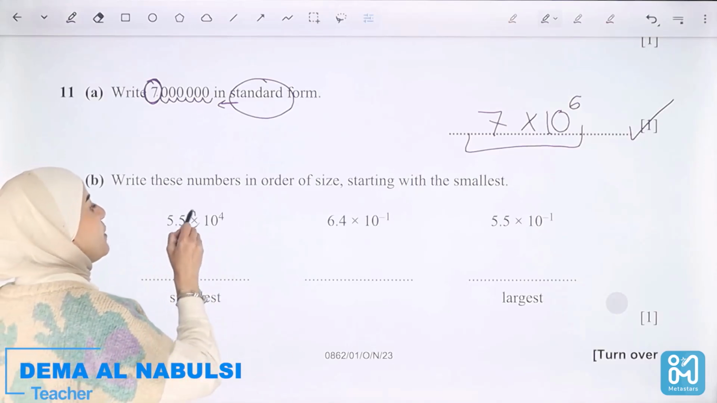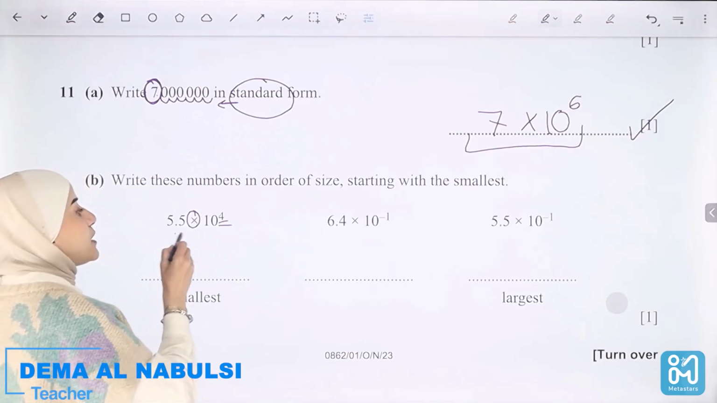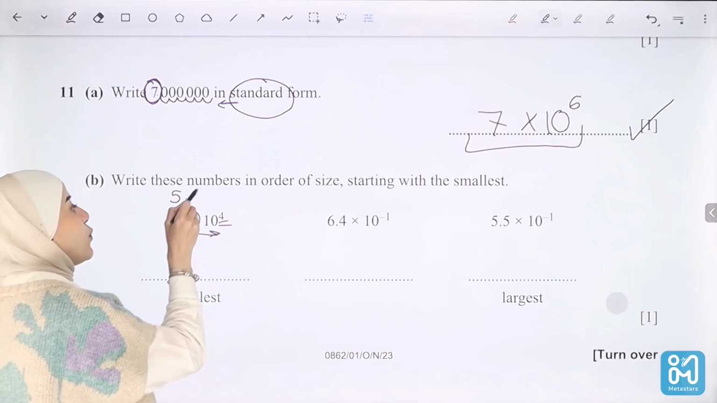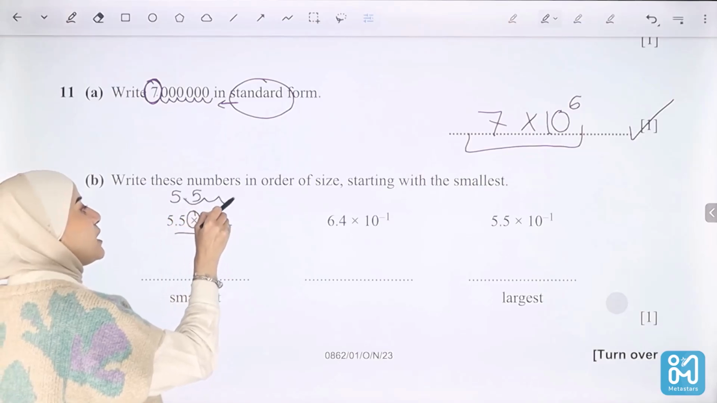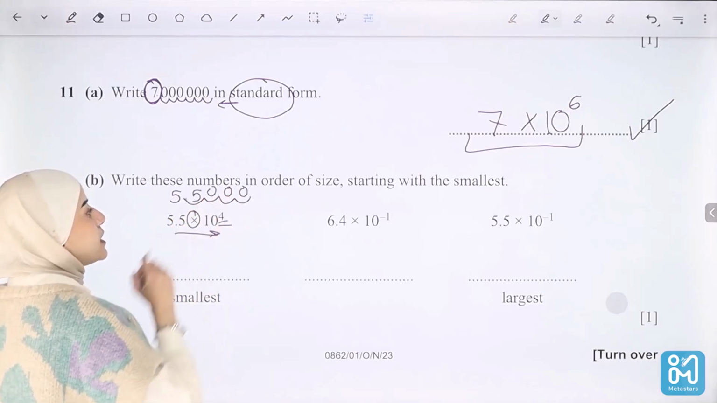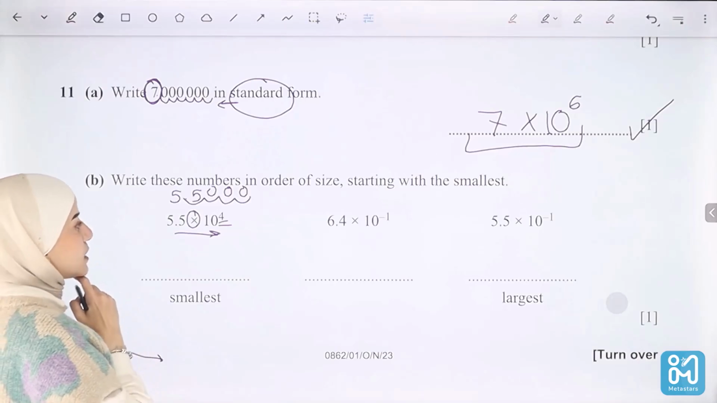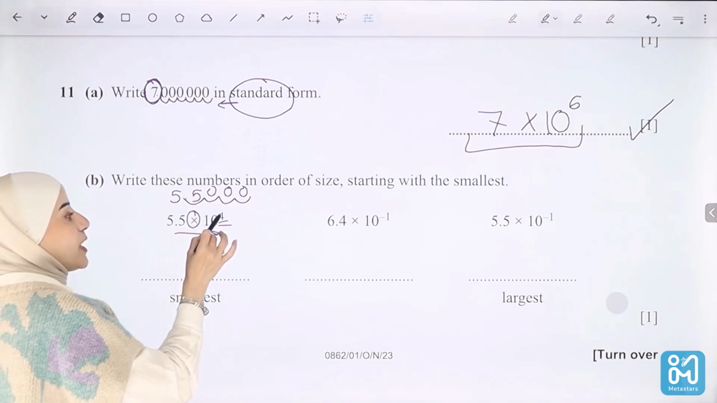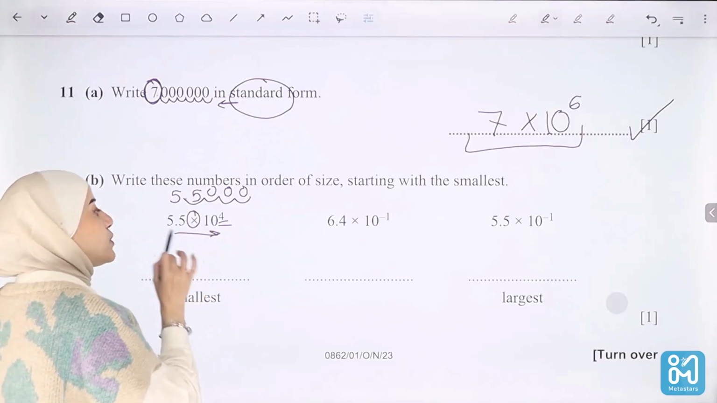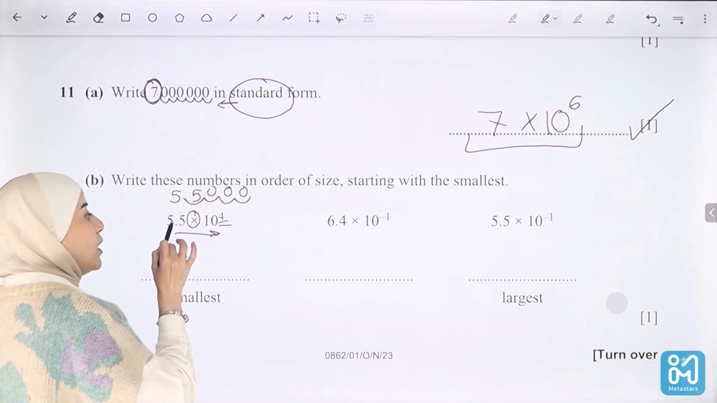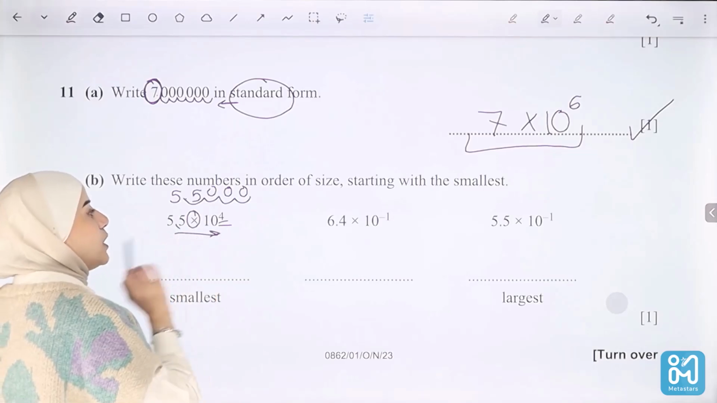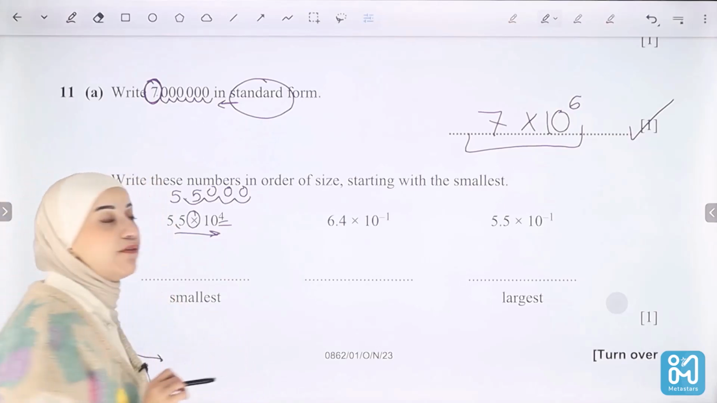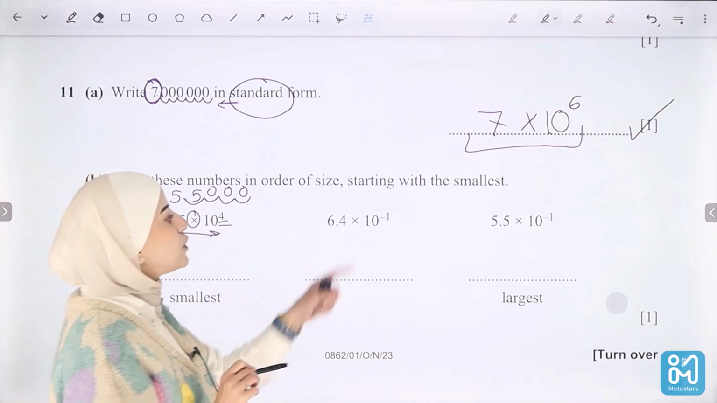So this one, if I multiply by a positive power of 10, definitely I'm going to move the decimal point to the right. How many places? 4 places. So 5.5, move it: 1, 2, 3, 4. So it will be 55,000. Again, I'm multiplying by a positive power of 10, so I'm going to move the decimal point to the right. So it was here 1, 2, 3, 4. So it will be 55,000. So let's move on to the second one.